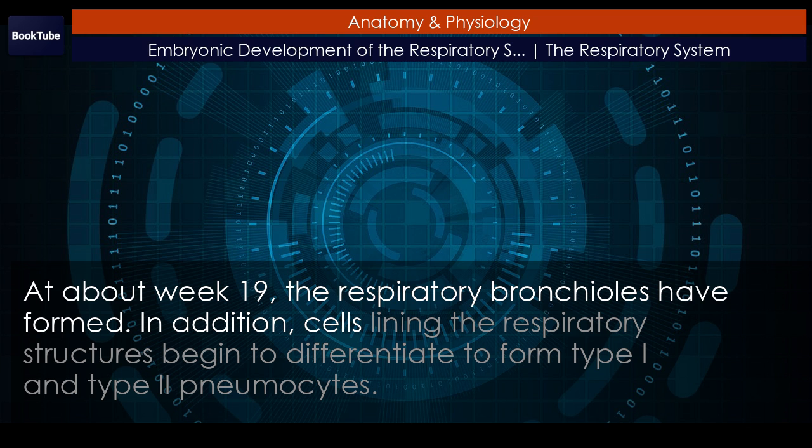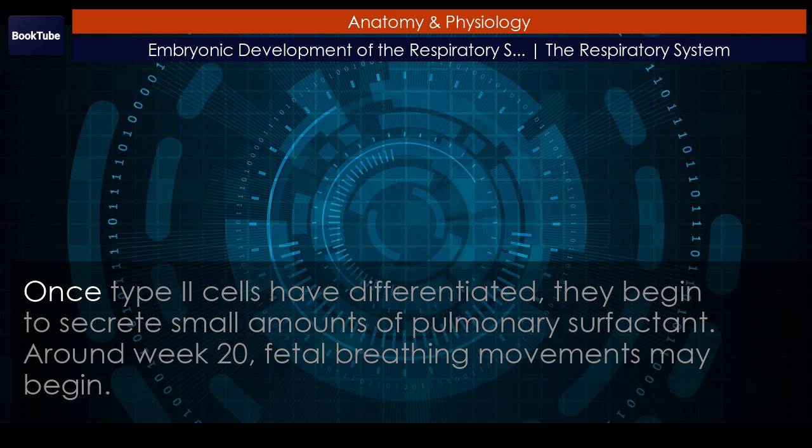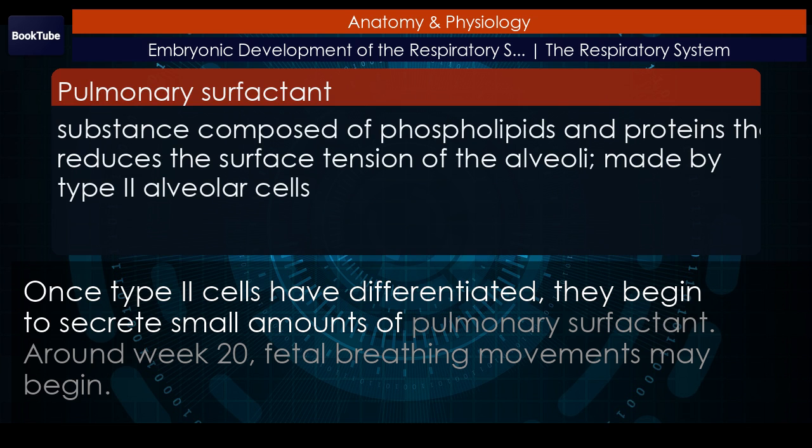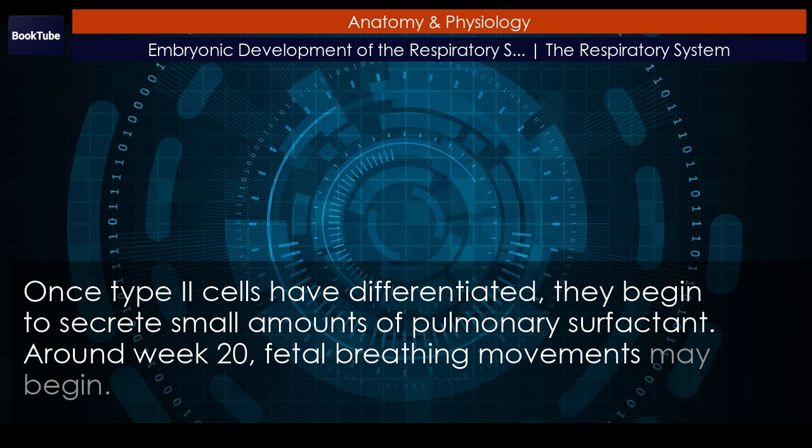In addition, cells lining the respiratory structures begin to differentiate to form type 1 and type 2 pneumocytes. Once type 2 cells have differentiated, they begin to secrete small amounts of pulmonary surfactant. Around week 20, fetal breathing movements may begin.